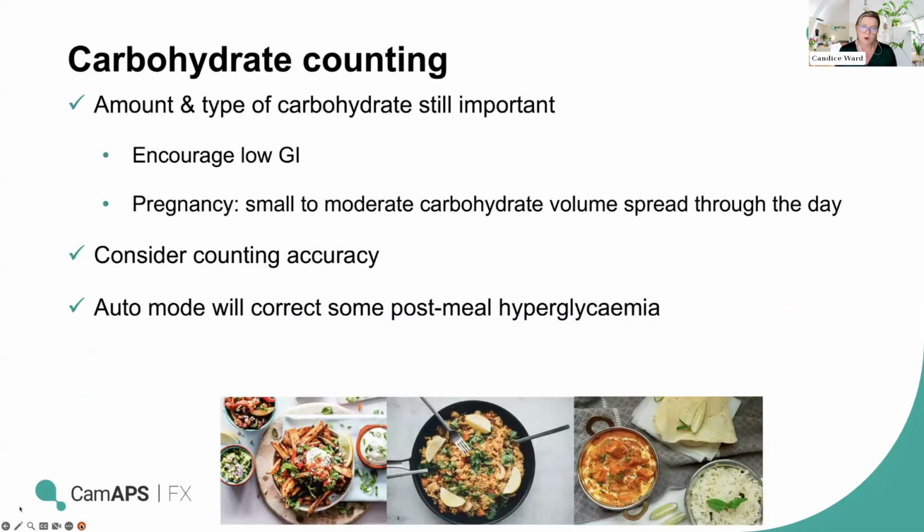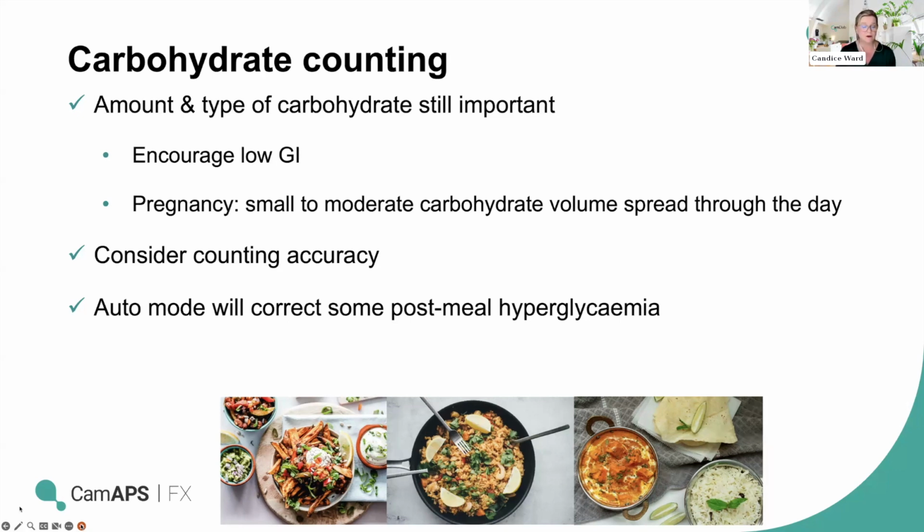Carbohydrate counting is still important. We know that to really hit that tight 7.8 within an hour, the insulins available to us on the market, even the ultra rapids, are just not fast enough to manage that peak. So it is important that when women ask us, what can I do to help out? It's around counting your carbs, maybe making choices around lower GI, and asking how can I slow down this meal to support that target? And especially starting to think about spreading out the carbohydrate throughout the day, little and often.